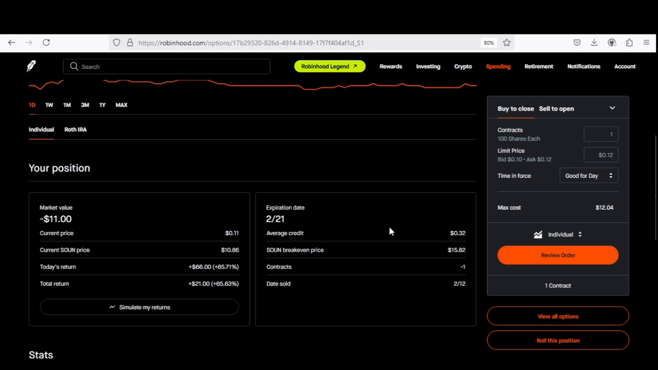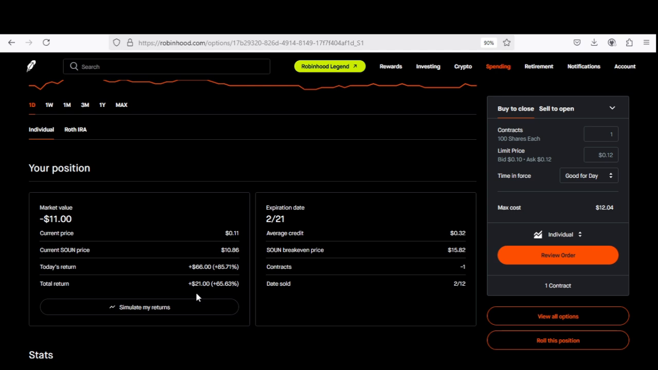Now, me personally, I do not like to let my option contract go to expiration. I like to close them before. So as you can see here, the nominal return is $21 and the percentage return is 65%. However, I like to close off these option strategies when it hits a 75% return or higher, which is going to be an additional $3.